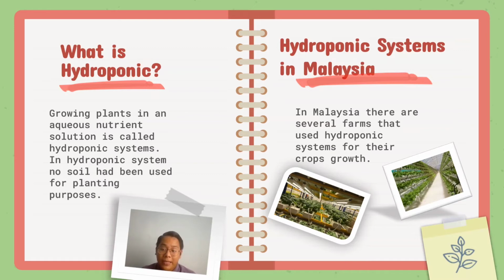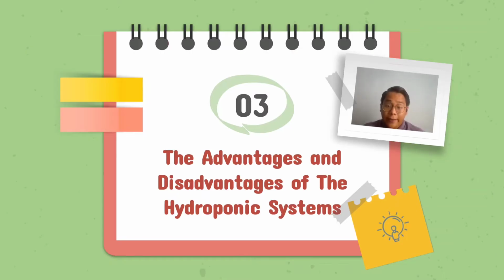So in Malaysia, there are a lot of places that use this hydroponic system to grow their crops. For example, City Farm in Perak and Cameron Highland. Now, let's take a look at the advantages and disadvantages of the hydroponic system.